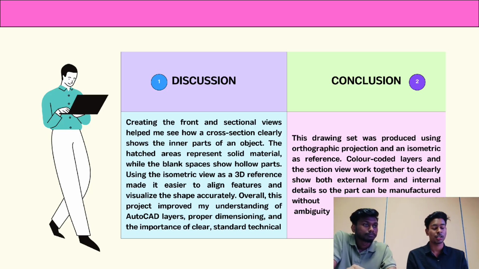So the conclusion: the drawing set was produced using orthographic projection and isometric as reference. Color-coded layers and the section view work together to clearly show both external form and internal details, so the part can be manufactured without ambiguity.